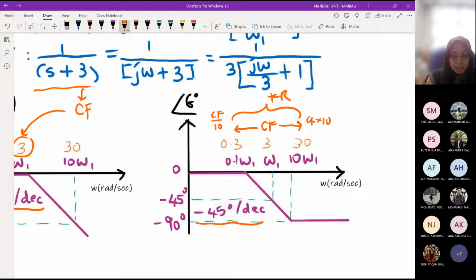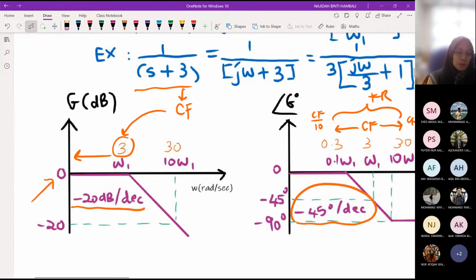In this case, it is negative 45 degree per decade. Negative because it's a pole. 45 because we have a single root. For phase, the basic slope for a single root is 45. For magnitude, the slope for a single root is 20. Clear?